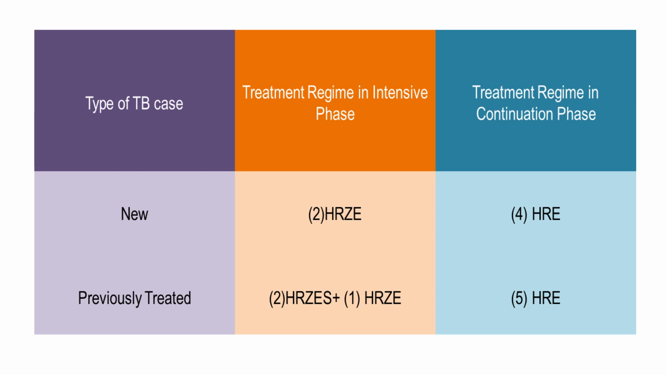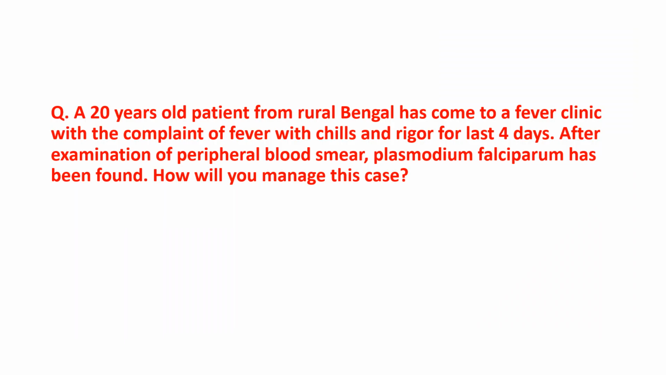And according to the new program, the National Tuberculosis Elimination Program, that is NTEP, we have only 2 categories, the new one and the previously treated one. This particular treatment regime has to be learned by heart by each one of you. Now, apart from tuberculosis, another very important card is the present one.